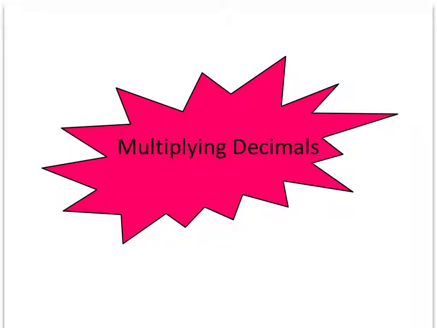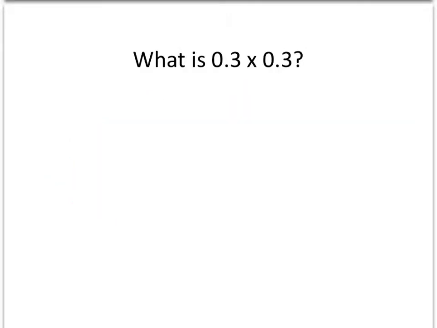In this video, we're going to take a look at multiplying decimal numbers together. So before you try this video, you should be able to multiply whole numbers and multiply fractions together. Okay, my first question for you here is, what is 0.3 times 0.3?